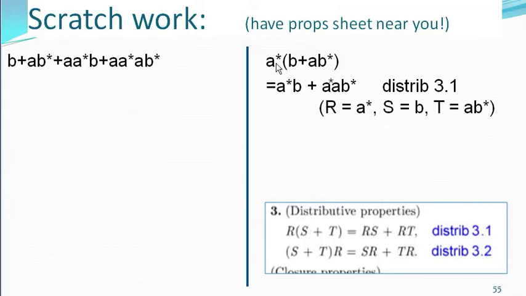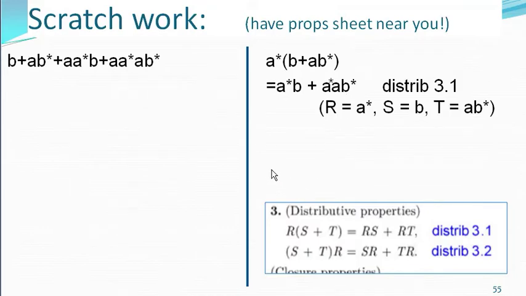This thing, if I multiply in colloquial terms, right, it's a regular expression. I'm not really multiplying, but if I use distributive 3.1 here where I say, okay, well, let my R be A star, let my S be B, and let my T be A B star, then by this rule, distributive 3.1, I end up with this as my result on the right-hand side.